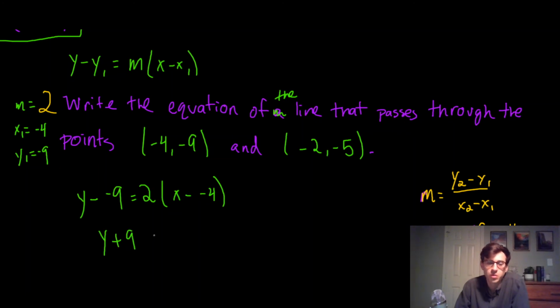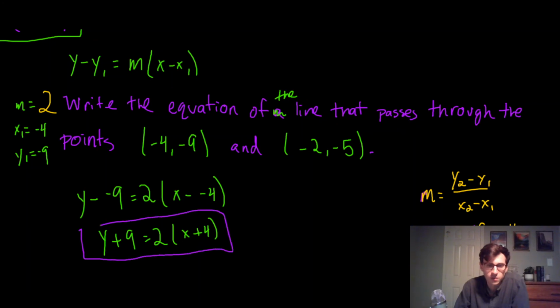Minus -9 is +9, and minus -4 is +4. So this is what your final answer should look like, where you have y plus 9, not minus -9, because when you subtract a negative, it's adding the opposite, so adding a positive. Y plus 9 equals 2 times x plus 4. Okay, so point-slope form, just like the name suggests, you have a point and a slope. You can create an equation of a line. And that's all you need to know.